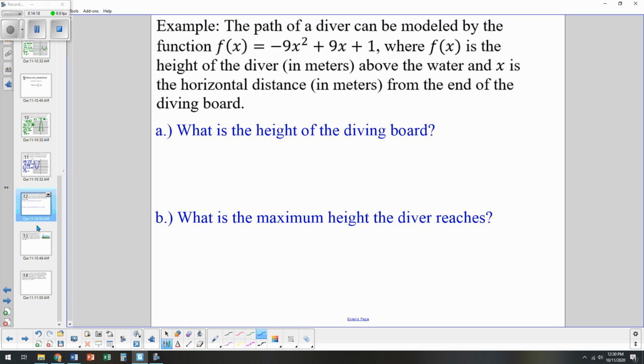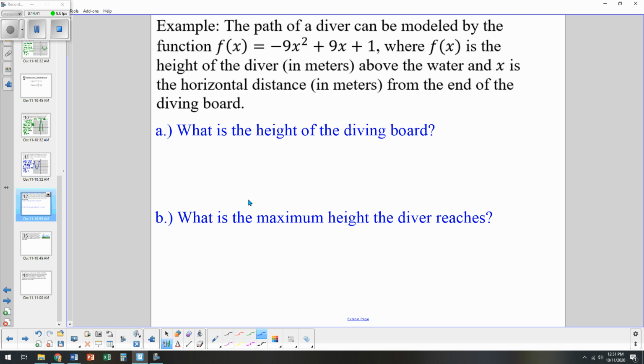A lot of times we have these quadratics, they actually apply to real-world problems. So here we have the path of a diver, and they mean somebody on a diving board, can be modeled by the function f(x) = -9x² + 9x + 1, where f(x) is the height of the diver in meters above the water, and x is the horizontal distance in meters from the end of the diving board.